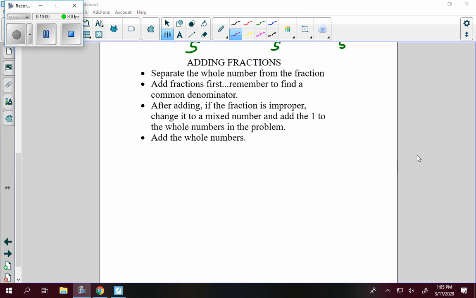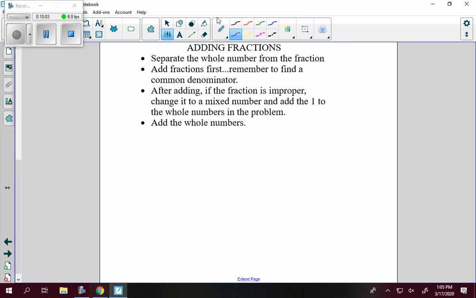So, let me get a color here. All right, let's do green. So say you have the number something like 12 and 4/9 plus 5 and 5/6. So the first rule says we're going to separate the whole number from the fractions. I'm going to separate that. And then I'm going to add the fractions. Remember, finding a common denominator.